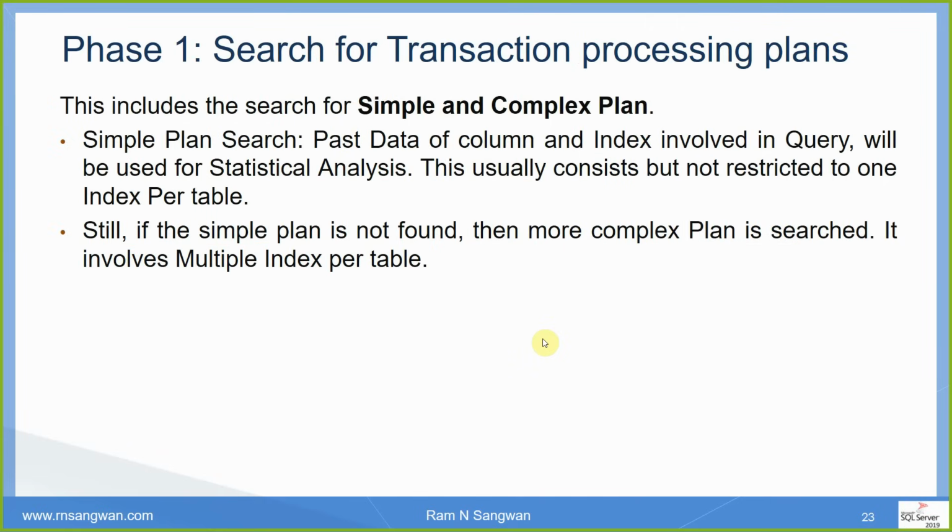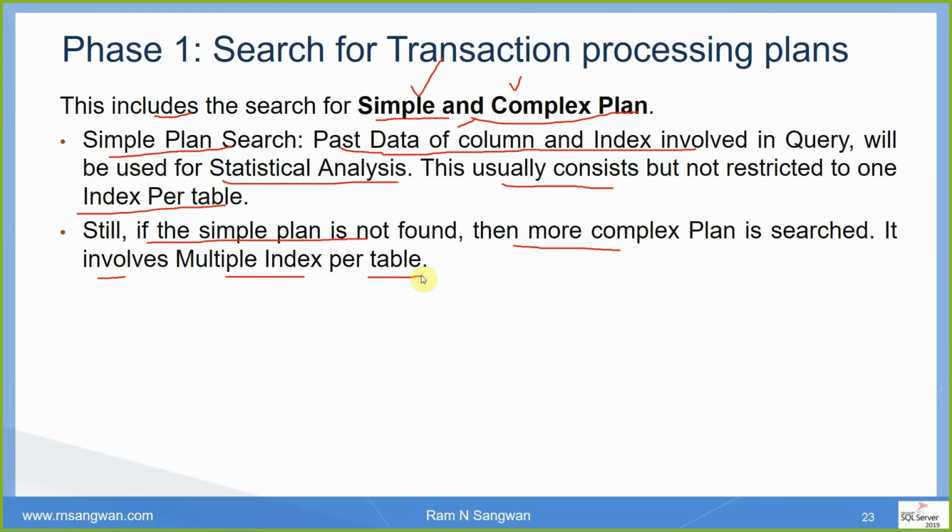If phase zero fails, no trivial plan found, then phase one starts. It searches for transaction processing plans. This includes search for simple and complex plans. What all possible plans are there? Complex and simple, give me both. Simple plan means past data of columns and indexes involved in the query will be used for statistical analysis. This usually consists of, but is not restricted to, one index per table. Still, if the simple plan is not found, then a more complex plan is searched. It involves multiple indexes per table. It will try to find that.